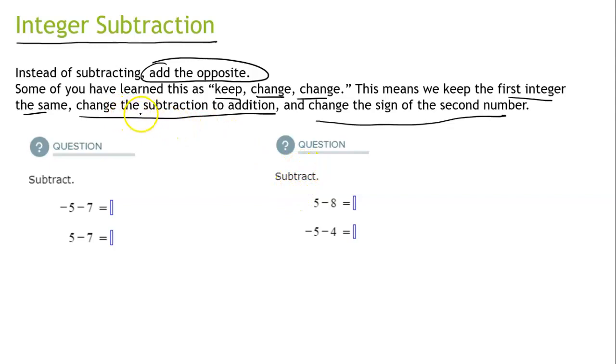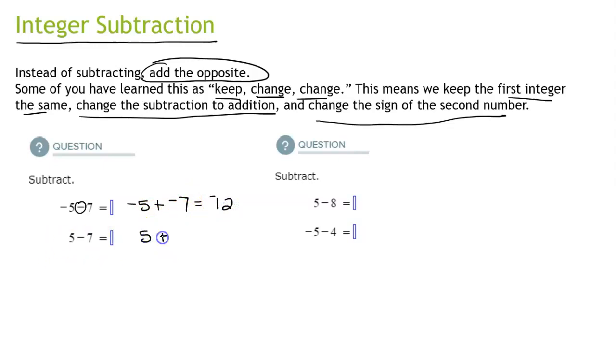Keep, change, change doesn't work if you don't know what these things mean. So make sure you write those down if you don't know. Change the subtraction to addition, change the sign of the second number. Now we just have to follow the rules for addition if we can do it that way. So I'm subtracting with positive and negative whole numbers. I'm going to keep the first sign the same. I'm going to change the subtraction to addition, and I'm going to change the sign of the second number. Now I can see that the signs are the same, so I add and keep the sign.